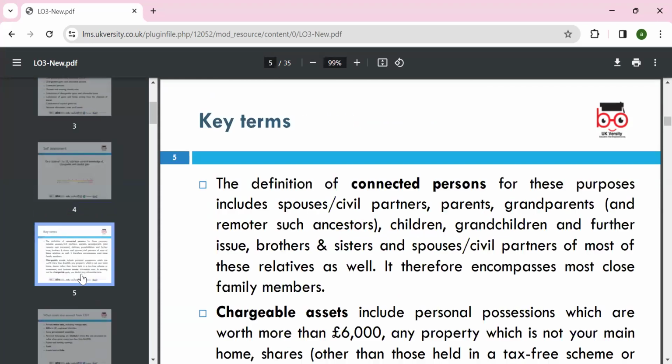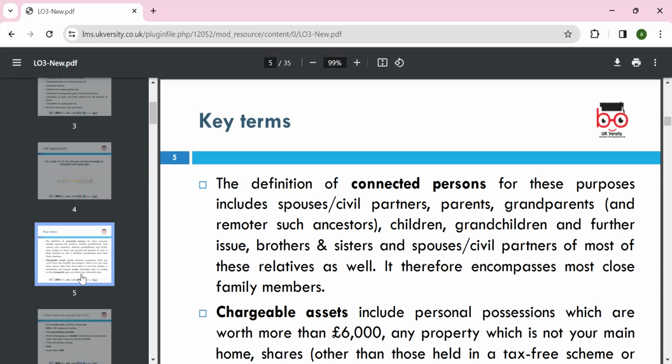Okay. The definition of a connected person for these purposes includes spouse, civil partners, parents, grandparents and remote ancestors, children, grandchildren, further issue, brothers, sisters, their spouses and civil partners, and most of these relatives as well. It therefore encompasses most close family members. Chargeable assets include personal possessions worth more than 6,000.